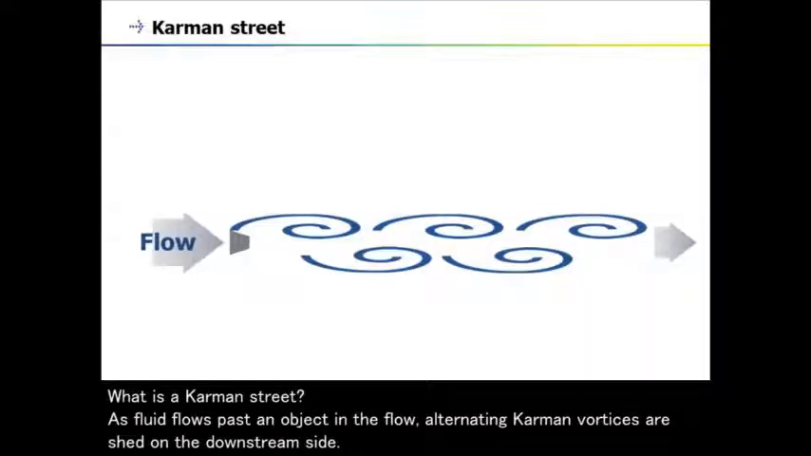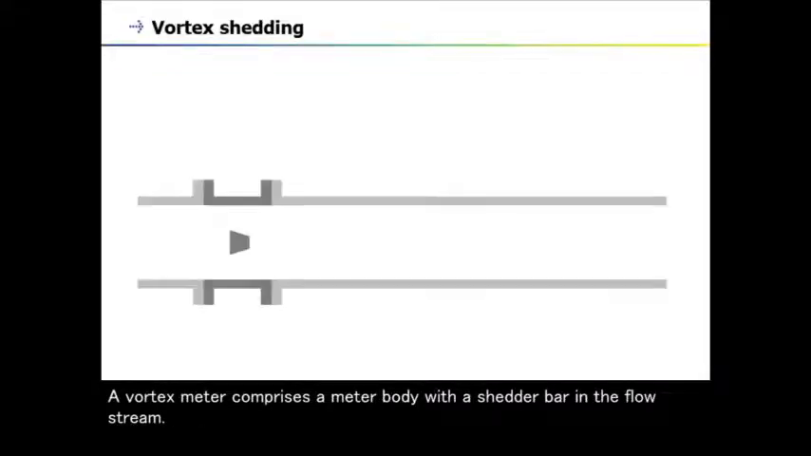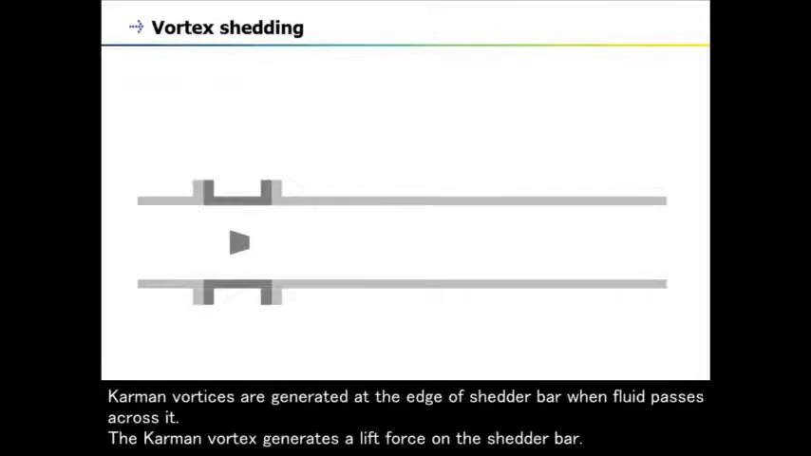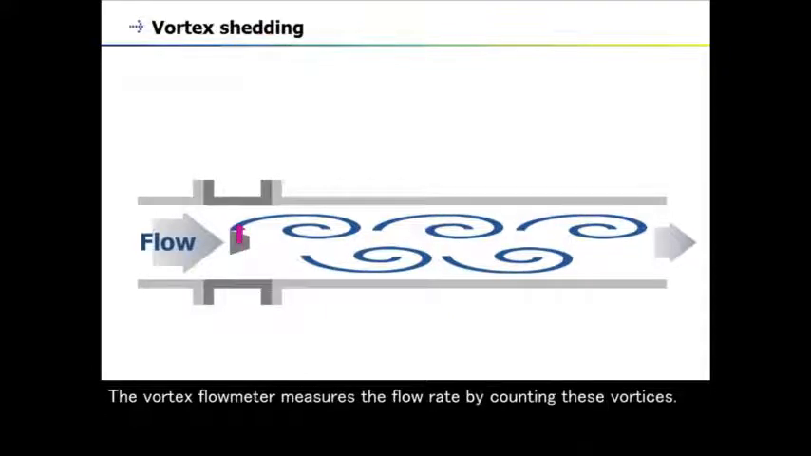What is a Karman street? As fluid flows past an object in the flow, alternating Karman vortices are shed on the downstream side. Let's look at the working principle, starting with the vortex shedding phenomenon. A vortex meter comprises a meter body with a shedder bar in the flow stream. Karman vortices are generated at the edge of the shedder bar when fluid passes across it. The Karman vortex generates a lift force on the shedder bar. The vortex flow meter measures the flow rate by counting these vortices.